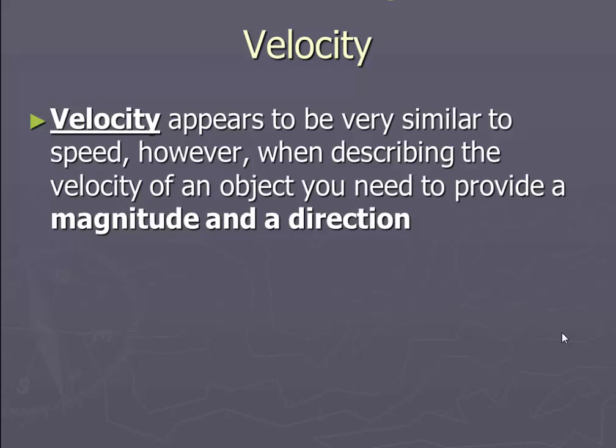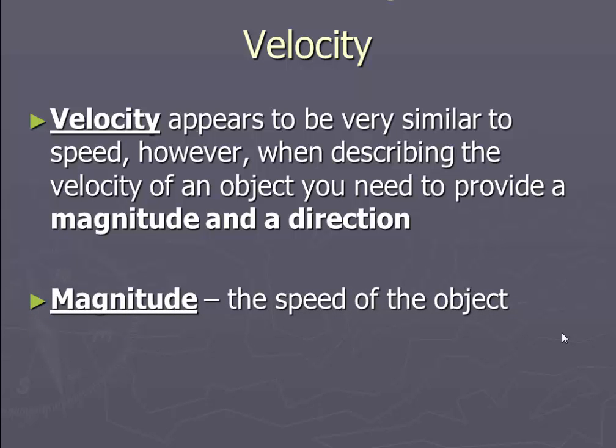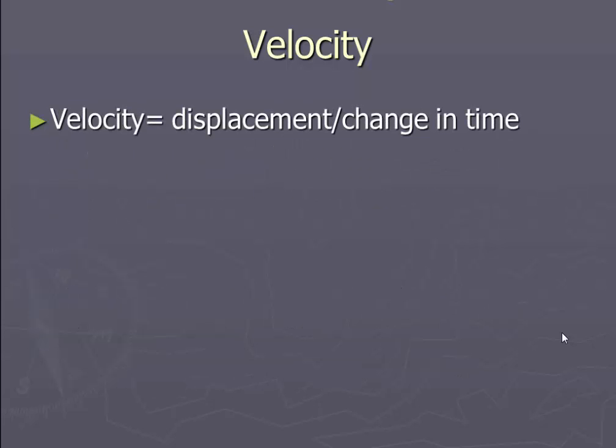So velocity appears to be very similar to speed. However, when describing the velocity of an object, you need to provide a magnitude and a direction. Magnitude is the speed of the object, and the direction, of course, is the direction the object is moving. Velocity equals displacement over change in time. So our equation is going to look like v equals delta x, that's displacement, over delta t, that'd be the difference in time.